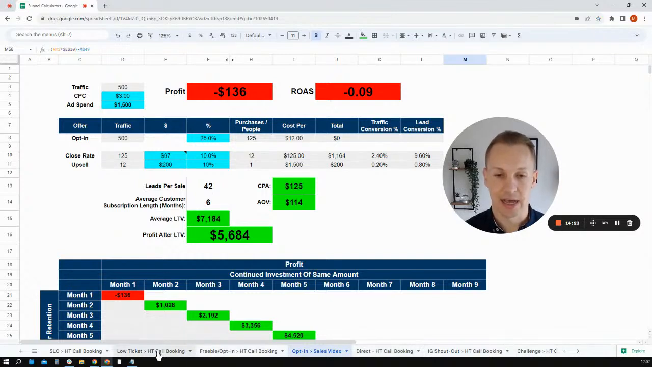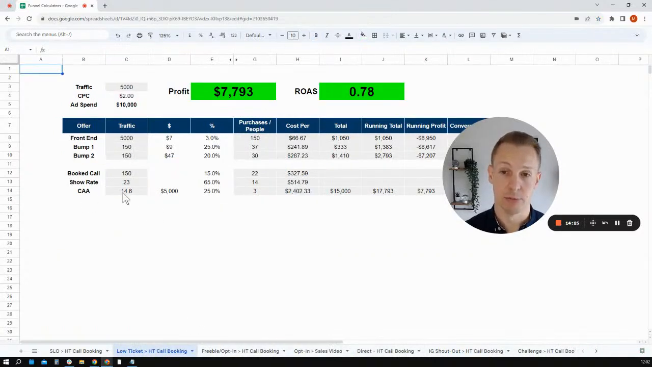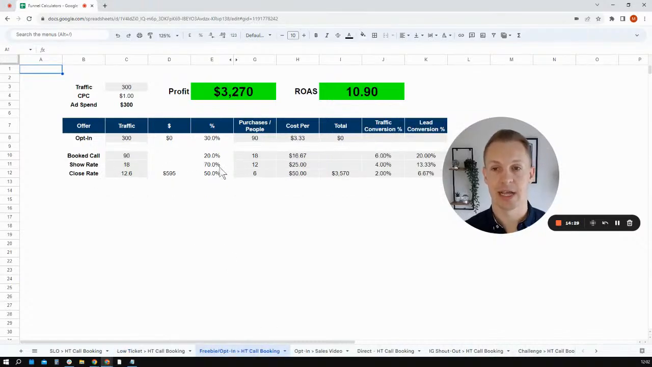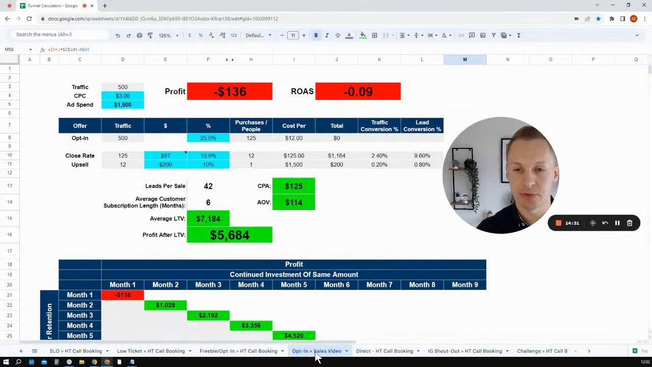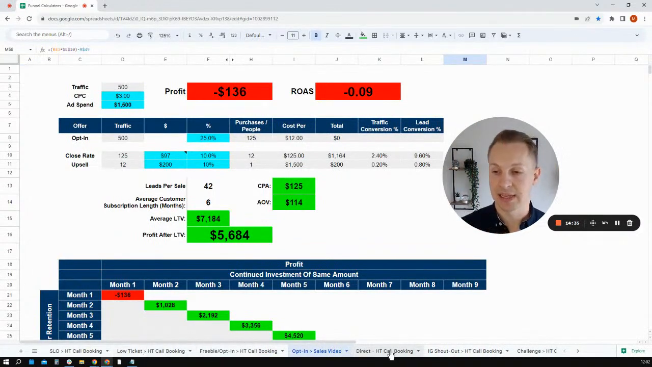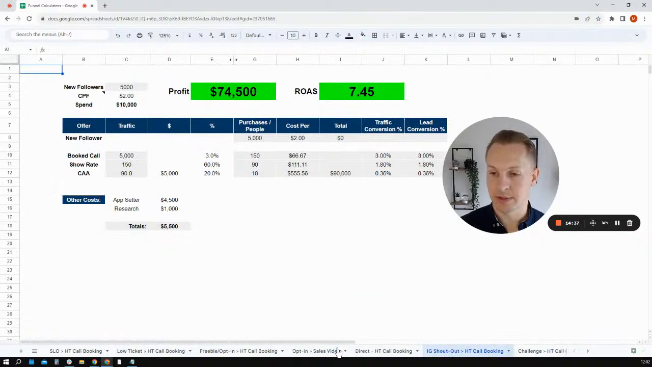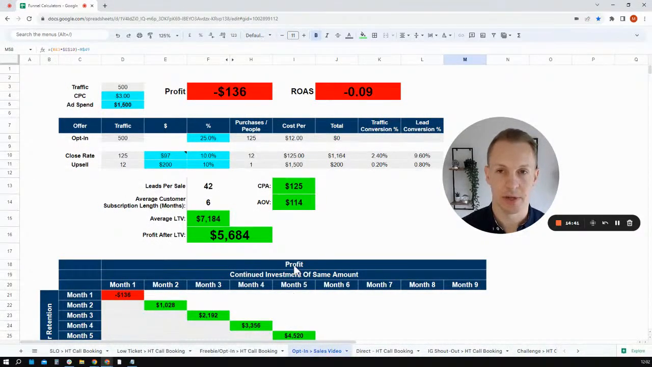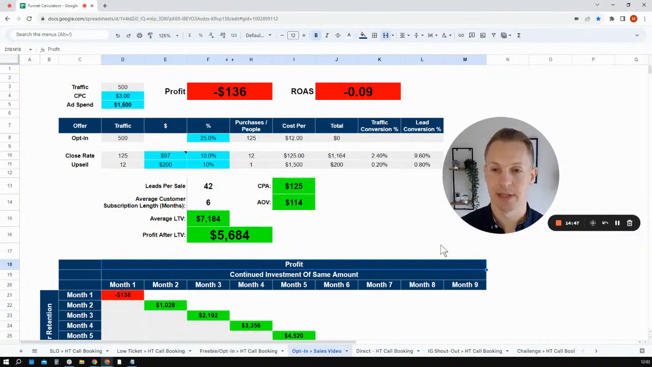I mean, as you can see here, I've got a low ticket into a high ticket call booking calculator here. We've got a freebie opt-in into a booked call calculator. So what you need to do is understand the metrics behind what you're doing. And like I say, it's really important to understand this. If you need help with this, just reach out, and I'm more than happy to help you, especially before we start running any money on ads. And you just need something simple like this that explains it.